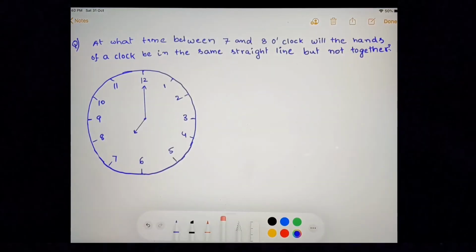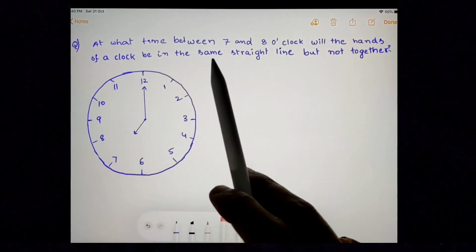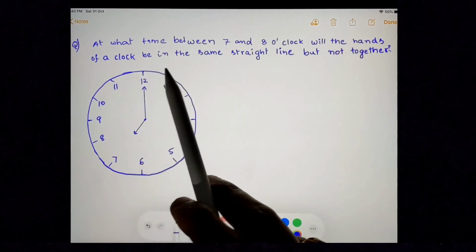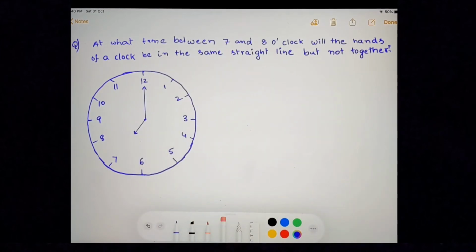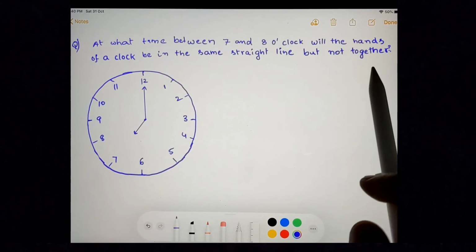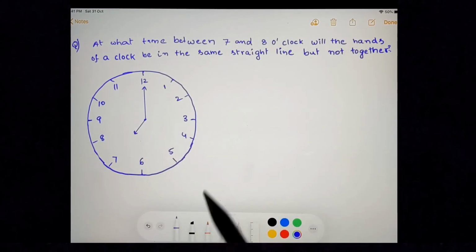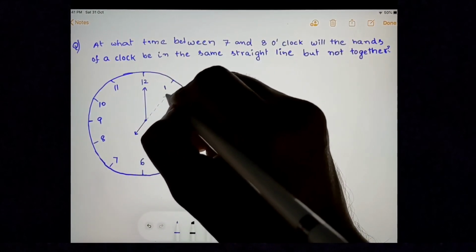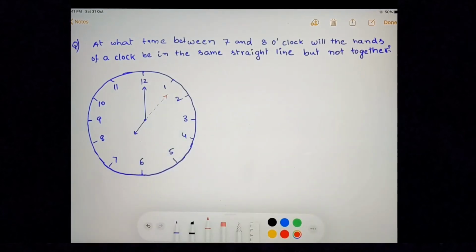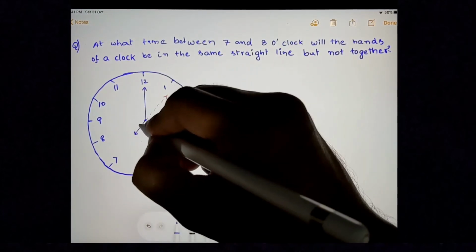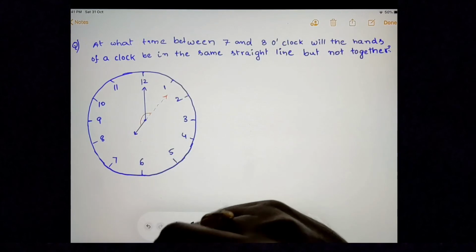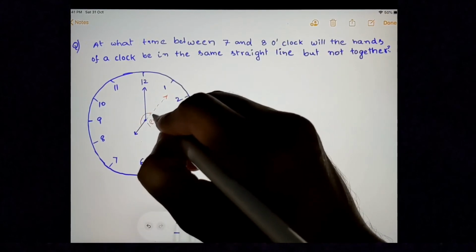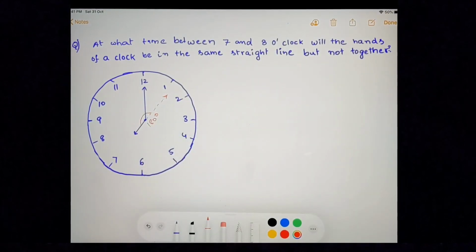Okay, next question. At what time between 7 and 8 o'clock will the hands of a clock be in the same straight line but not together? Because they should not be together, it means the long hand and short hand should be in opposite direction. And it will be something like this. When they form a straight line, the angle between them will be 180 degrees. Now we need to identify at what time they form a straight line.